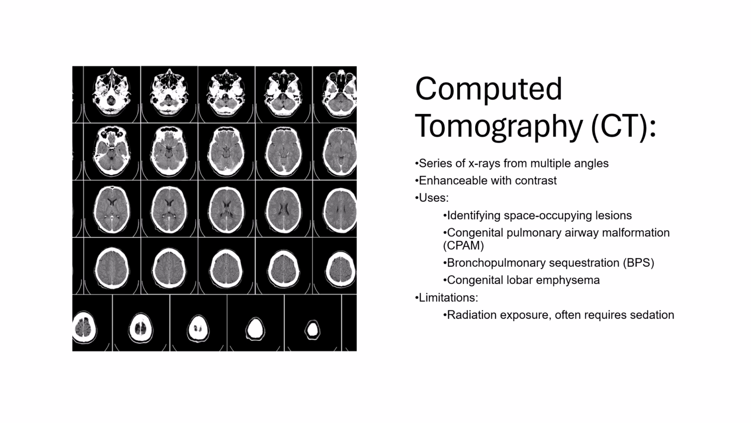Computed tomography combines multiple X-ray images taken from different angles to create detailed cross-sectional images. CT can be enhanced with contrast agents to better visualize vascular structures. In neonatology, CT is particularly useful for identifying space-occupying lesions like congenital pulmonary airway malformation, bronchopulmonary sequestration, and congenital lobar emphysema. CT angiography helps diagnose pulmonary hypertension in infants with bronchopulmonary dysplasia. The main limitation is radiation exposure, which is a special concern in neonates.